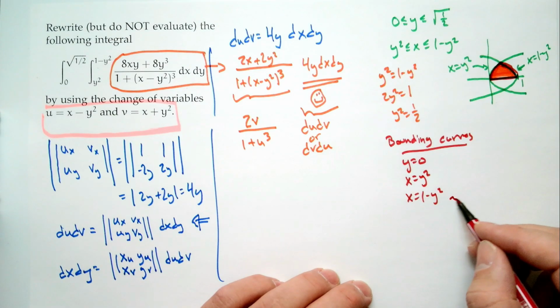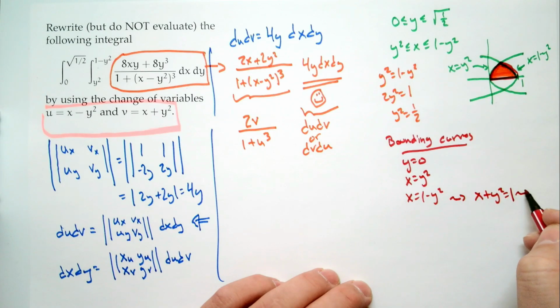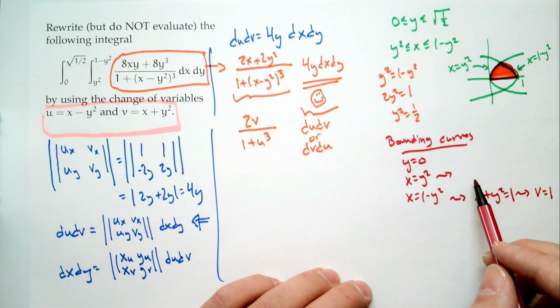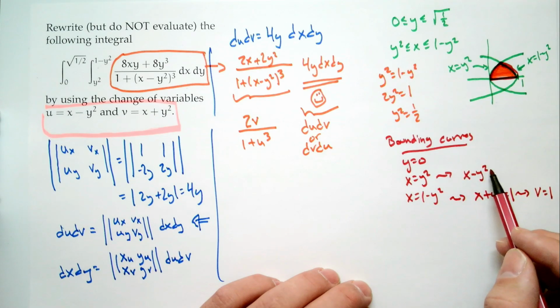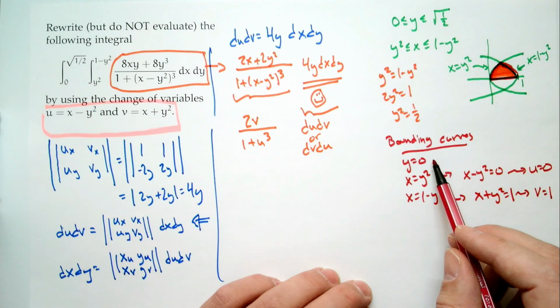Yeah, we could add y squared. So that would become x plus y squared equals 1. What does that become? V equals 1. How about the middle one? What can we do? Subtract y squared. What does that become? U equals 0. Okay, y equals 0.